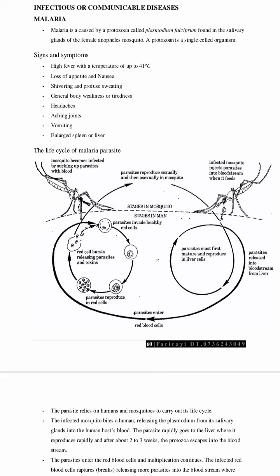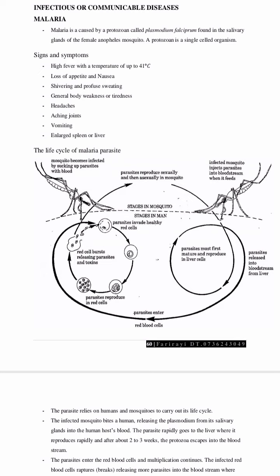Today we are looking at infectious or communicable diseases, and we'll start off by talking about malaria. You need to know the causative agent of malaria, the signs and symptoms, and also the lifestyle of the parasite that causes malaria. It's very important to know the lifestyle. Once you know the lifestyle, you will actually be able to prevent it, to avoid it, and find ways of not being affected by it.